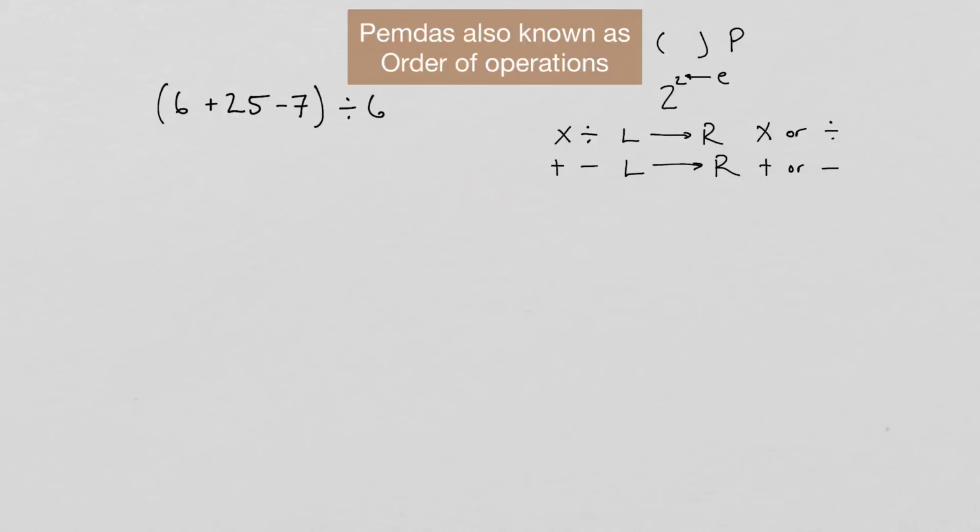So starting at the left, 6 plus 25 gives us 31. So now we have 31 minus 7 divided by 6. Then 31 minus 7 gives us 24. Okay, 24 divided by 6 equals 4. Final answer.